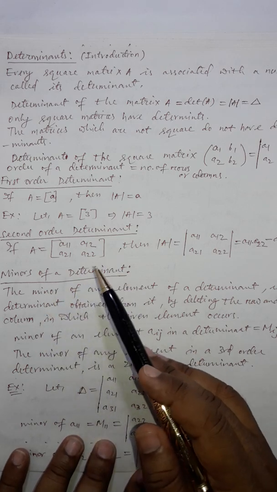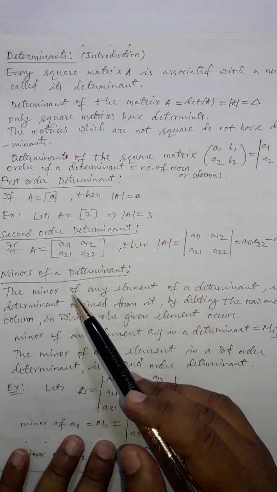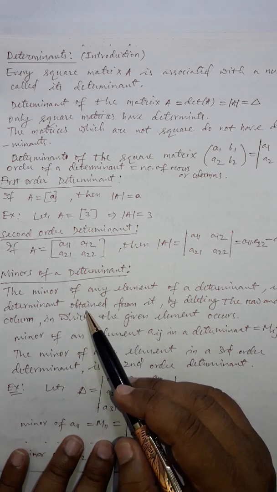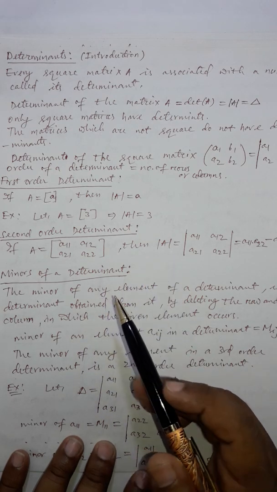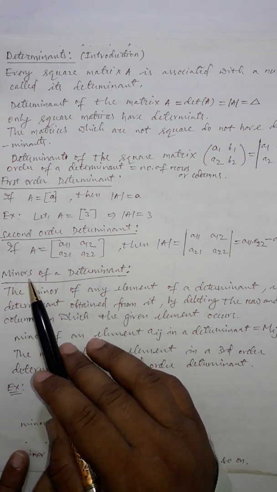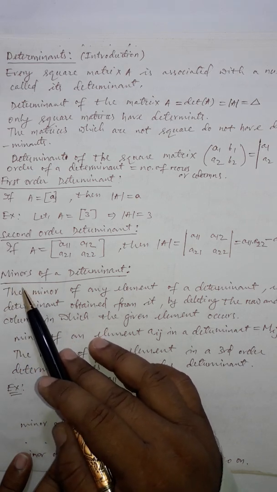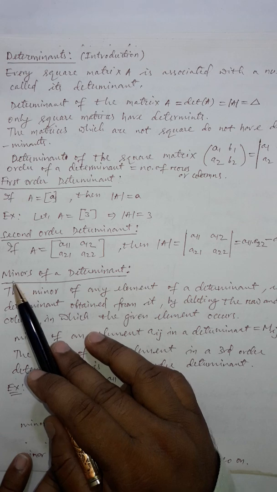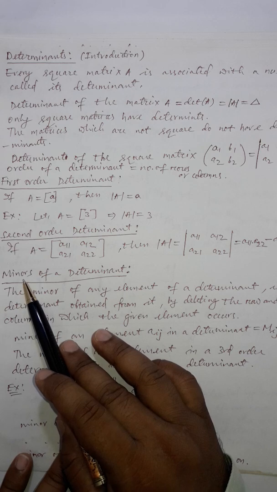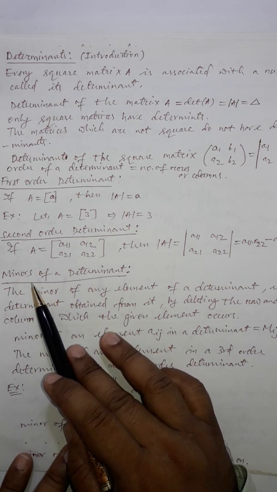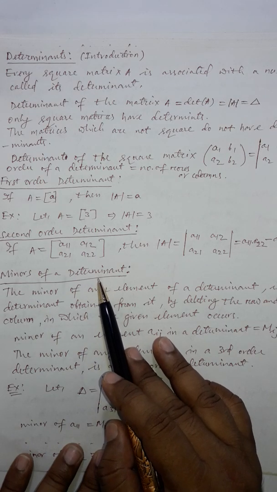Now, before moving to third order determinants, let us discuss some important factors that will be used while discussing those values. First, let us discuss minors of a determinant. The word minor means something which is less than. What is less here? Here we are discussing determinants in terms of their order. A minor of a determinant is another determinant which is one order less than the original determinant.